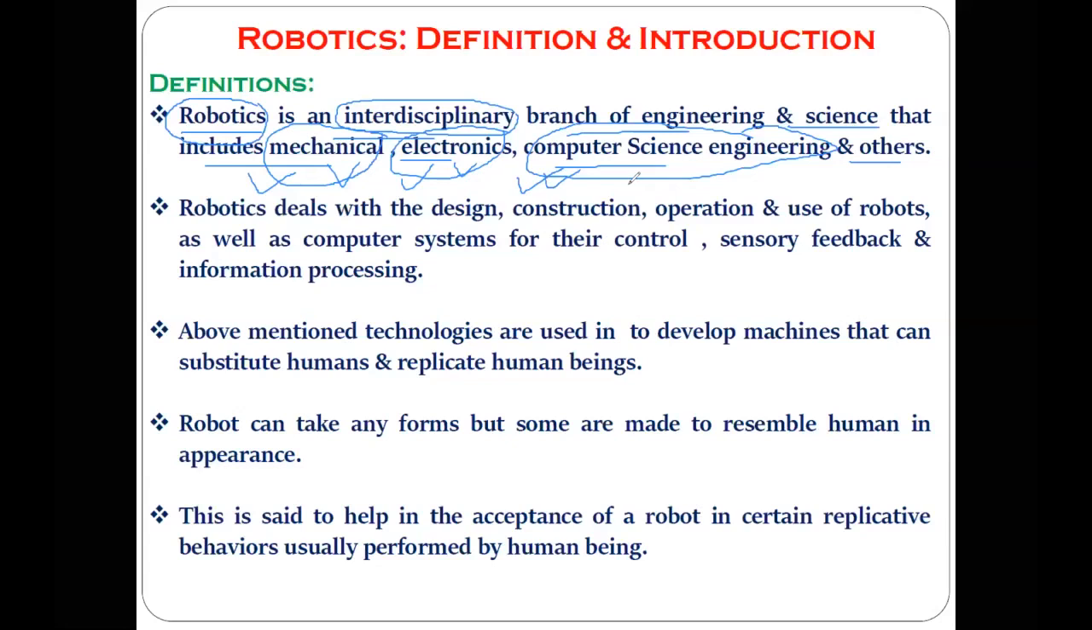Okay. And in order to make that robot workable, and to control that robot, there comes our field, that is computer science and engineering, which consists of doing the programming so that the robot can follow the instructions given by the owner of that robot, or instructions given by the user. So doing the programming accordingly is the work of the computer science and engineering field.